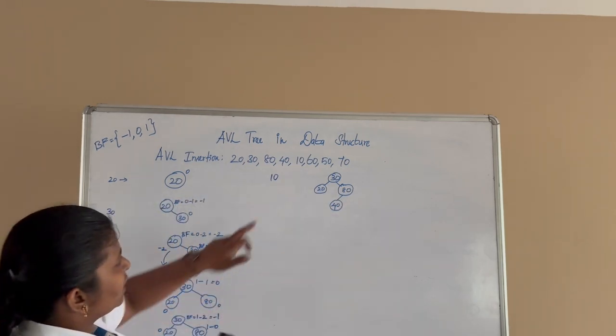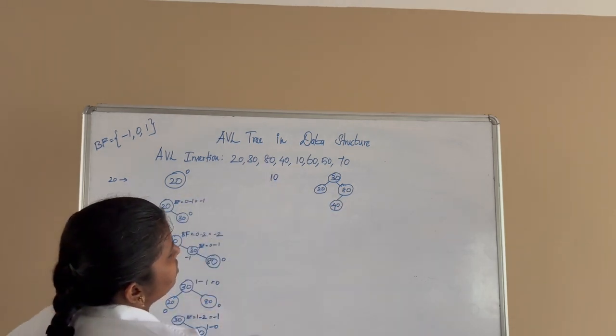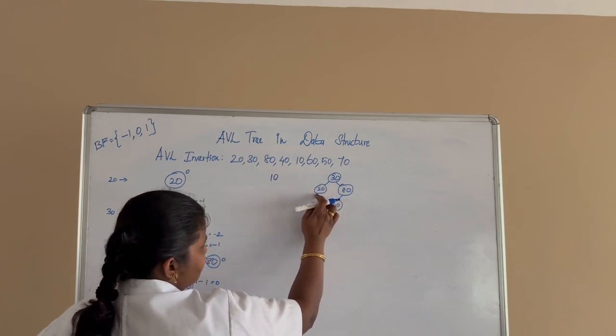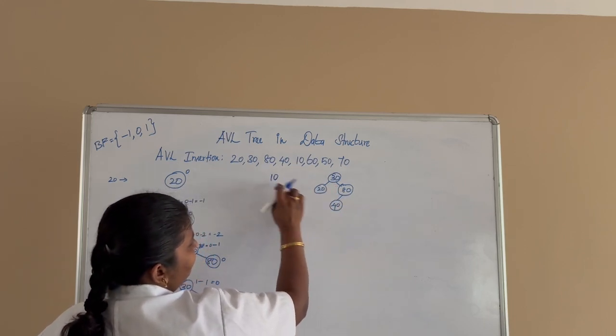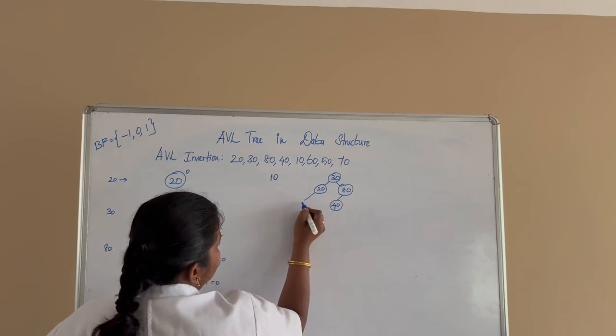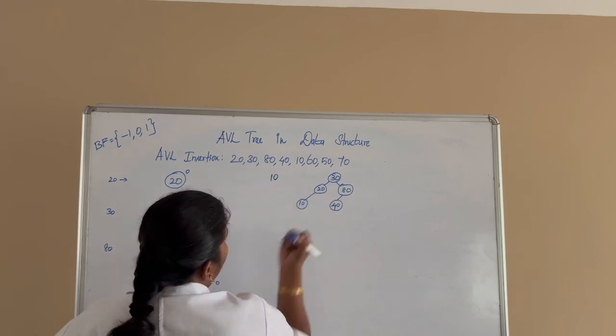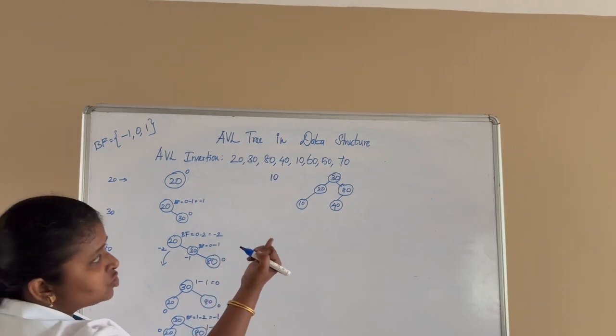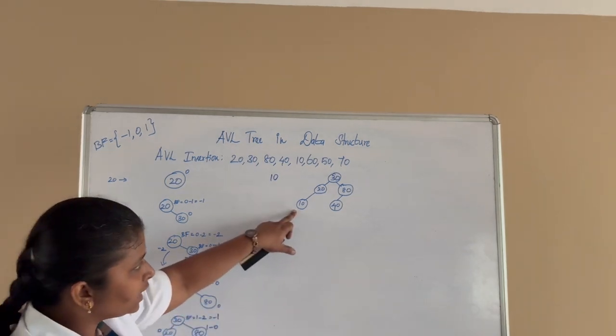Now where will this 10 be getting inserted? 10 is less than 30, so it goes towards the left side. Here we have to check this 10 value with 20. 10 is less than 20, so it comes as a left child. Now again you have to check whether this AVL tree is balanced or not after inserting the value 10.